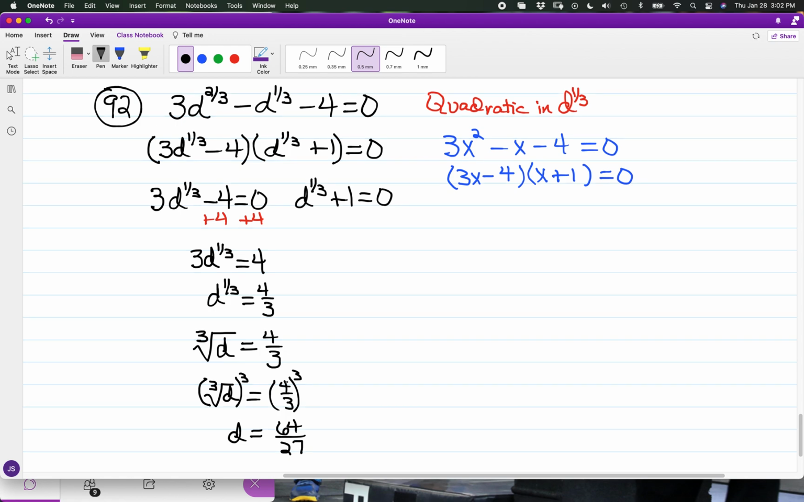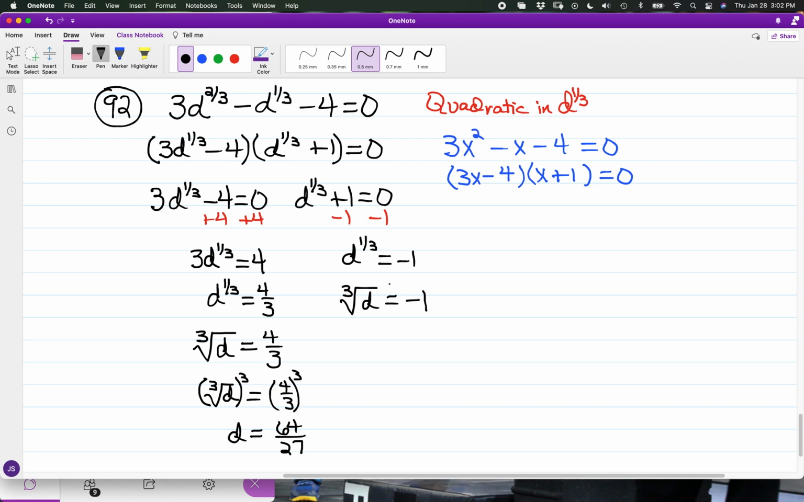Now for d to the 1/3 plus 1 is equal to 0 for this factor, if I take 1 away from both sides, I have d to the 1/3 equal to -1. And if I translate into a radical, d to the 1/3 is like the third root of d to the first, so I have the cubic root of d is equal to -1.